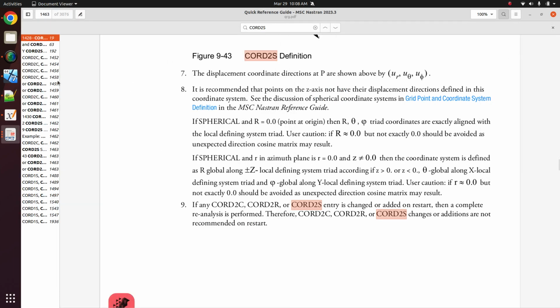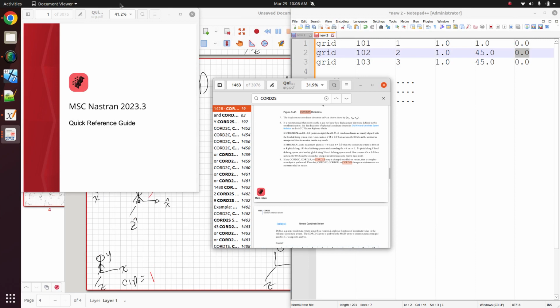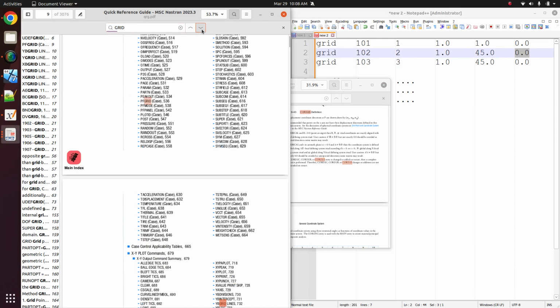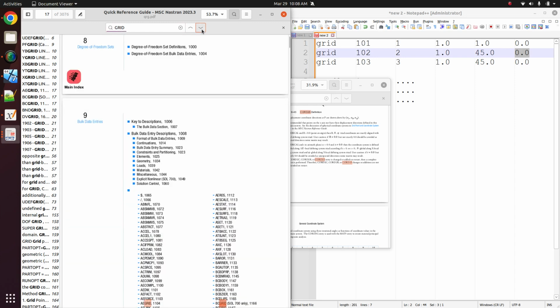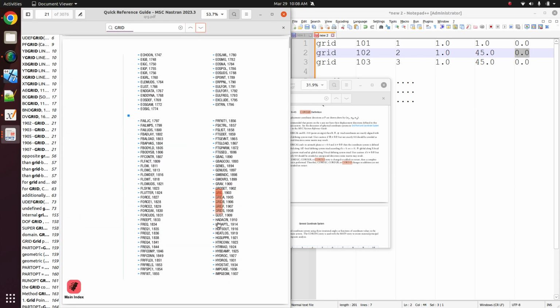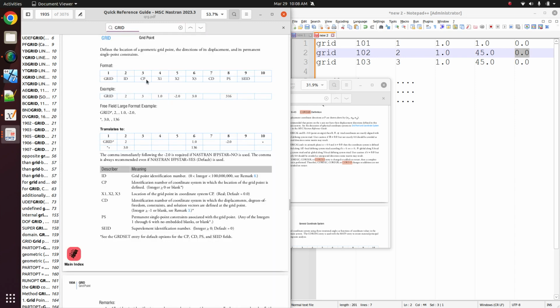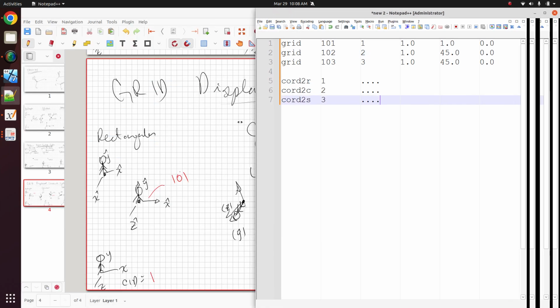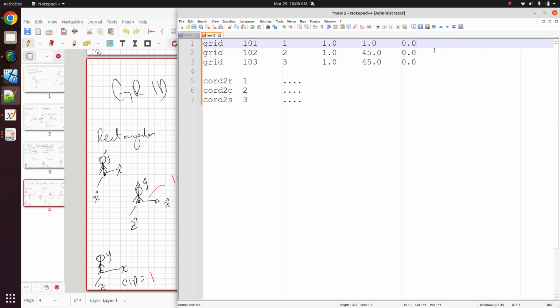Let me make sure I have the grids properly defined. Let's just go ahead and look at the quick reference guide and navigate to the grid entry. So here, if we look at this, everything looks good. 1, 2, 3, 4, 5, 6. Perfect. Okay then. So let's go ahead and define the displacement coordinate system for each of these grids.